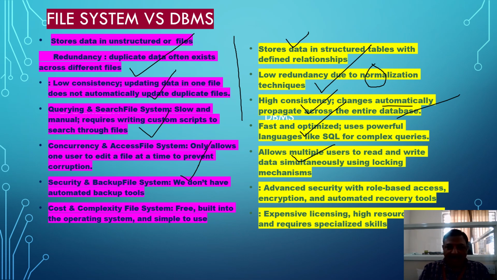Security: in a file system, we don't have automated backup tools for security, but in DBMS advanced security features are there. Encryption of the data and automatic recovery tools are also there for us. Backup: it's free actually in a file system, built into the operating system and simple to use. A DBMS is expensive because we need licensing, high resources, and it requires specialized skills. So these are the main differences between file system and DBMS.